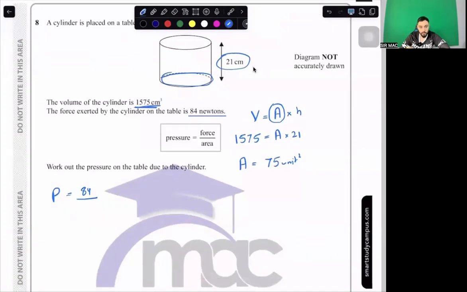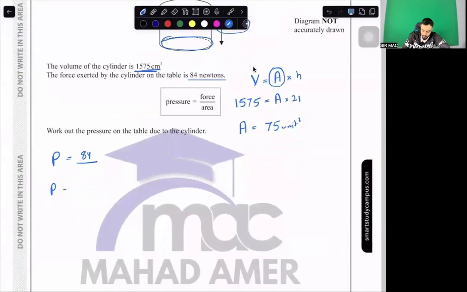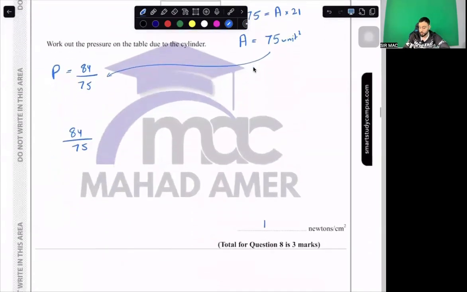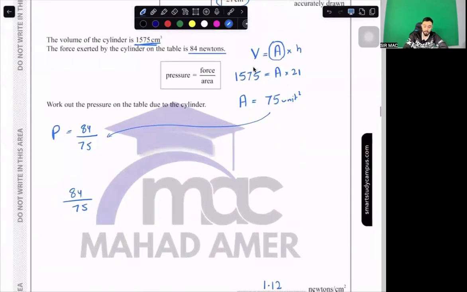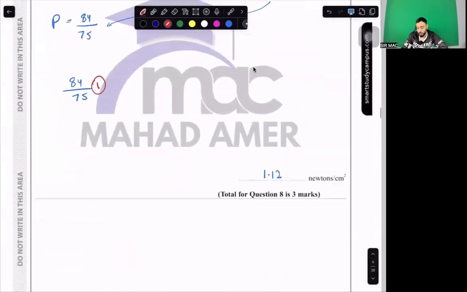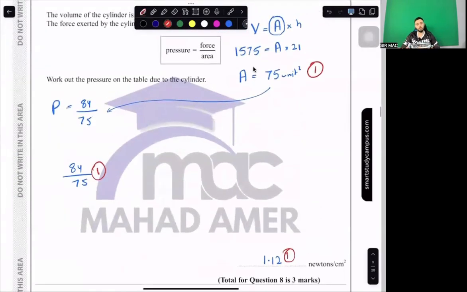So let's calculate the pressure now. Pressure is going to be 84 divided by the area I just calculated, 75. So 84 divided by 75 is 1.12. So the pressure is going to be 1.12 newtons per centimeter squared. My child, this is 1 mark, this is the second mark for the application, and the third mark is for this one. And these are all 3 marks.